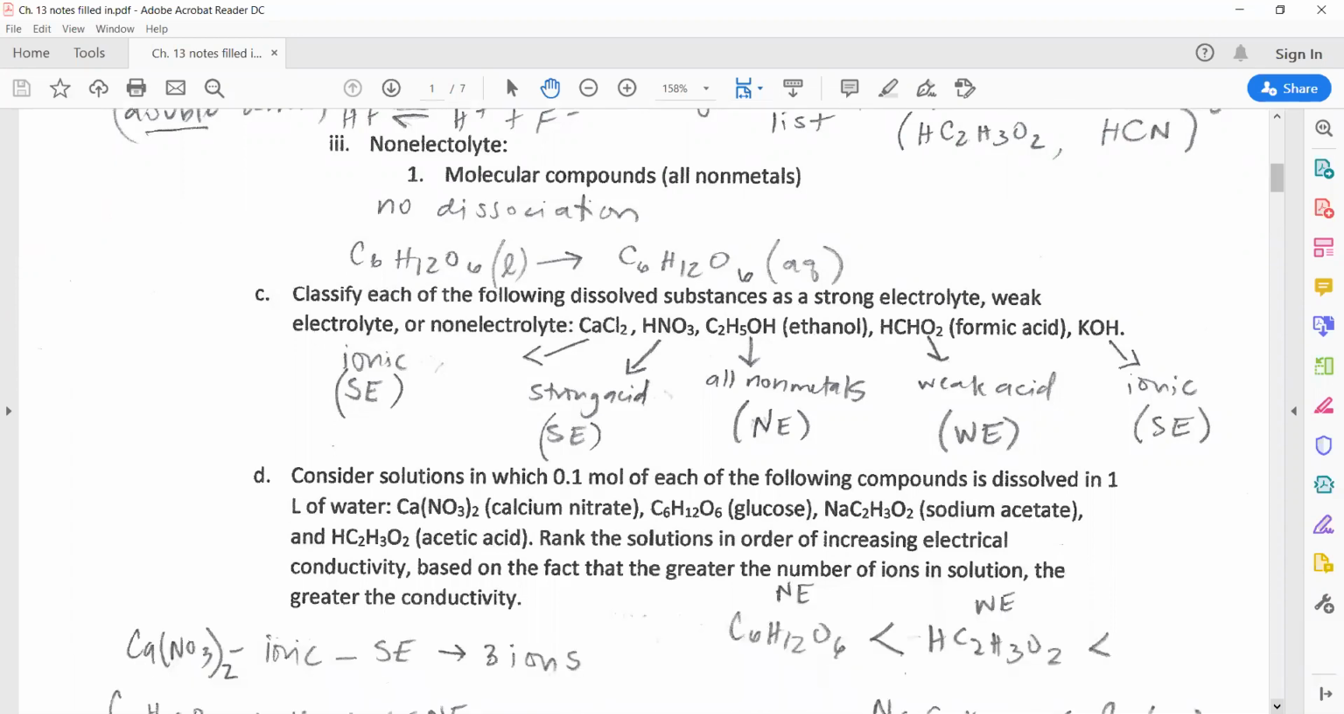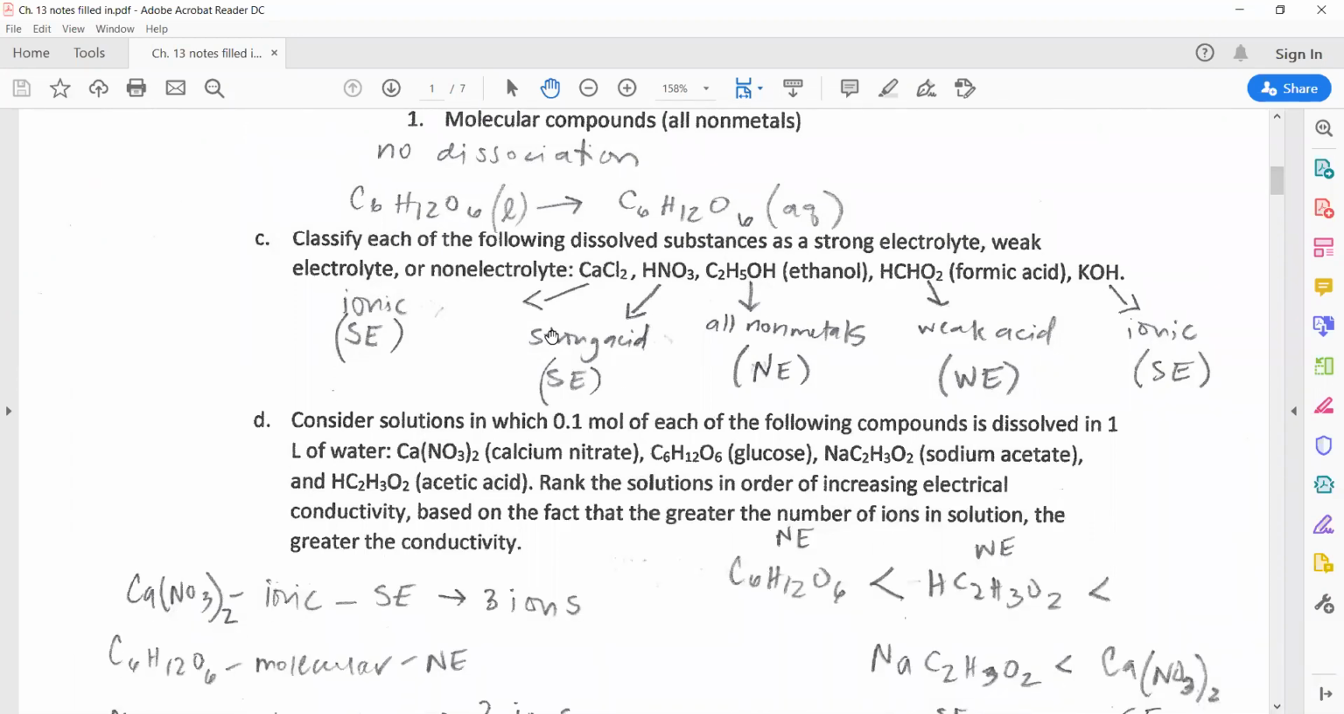So here, if we practice putting compounds into these three categories, we're listing whether each one of these is a strong, weak, or non-electrolyte. So calcium chloride starts with a metal. If you start with a metal, you're automatically ionic. Therefore, you're a strong electrolyte. HNO3, you start with an H, which means you're an acid. You go to your strong list. Nitric acid is on the strong acid list, so it's also a strong electrolyte.